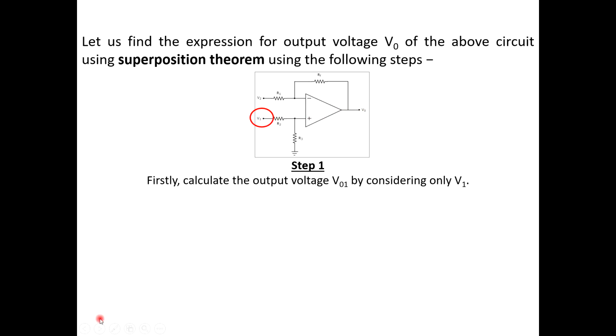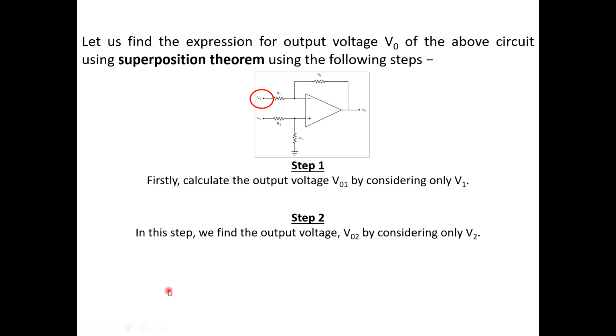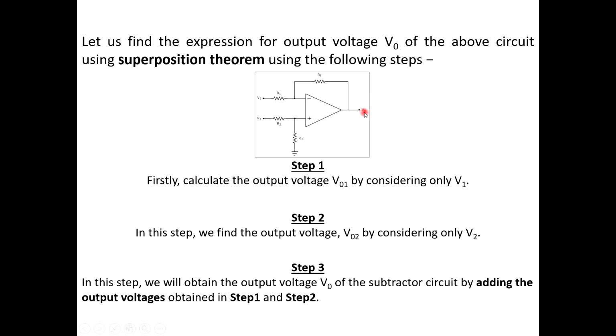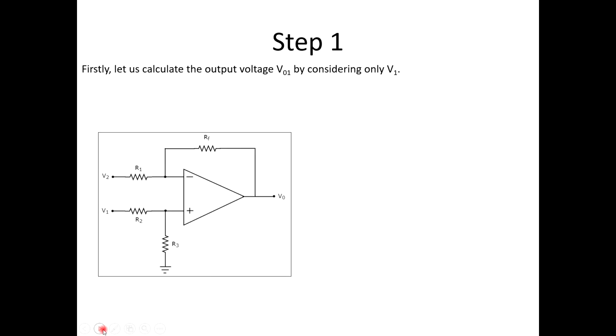That's step 1. In step 2, what we do is we take the second voltage, that is V2, and then you find out what is the output V02. So that is step 2. In step 3, whatever output voltages we have got in step 1 because of V1 and in step 2 because of V2, these two have to be summed up. So in this step, we will obtain the output voltage V0 of the subtractor circuit by adding the output voltages obtained in step 1 and step 2. It's relatively easy. Let's go and see how the circuit is analyzed.